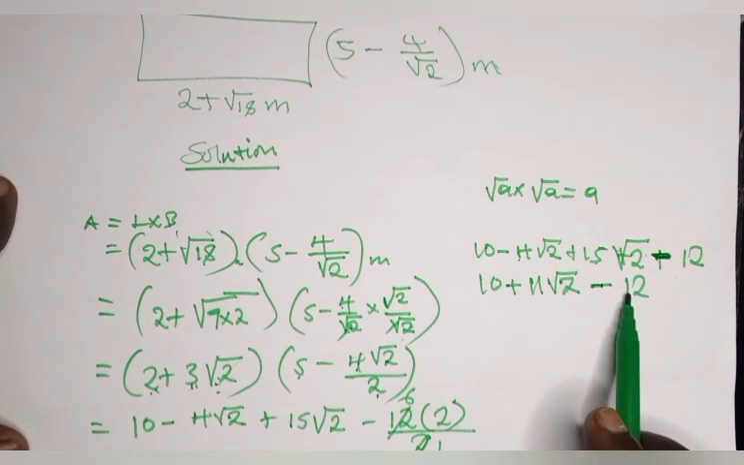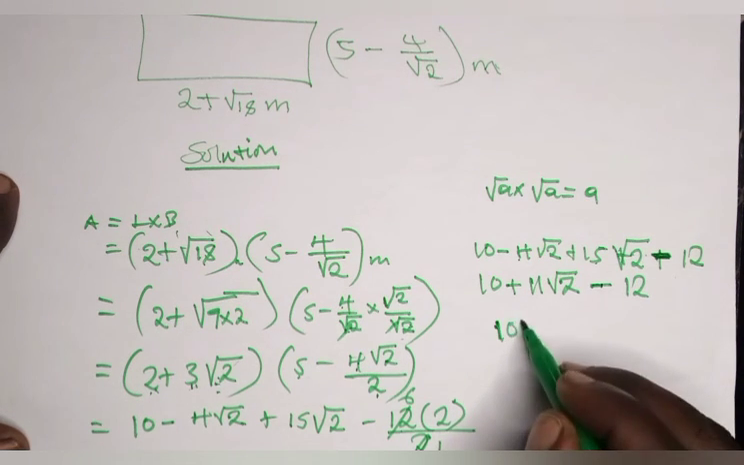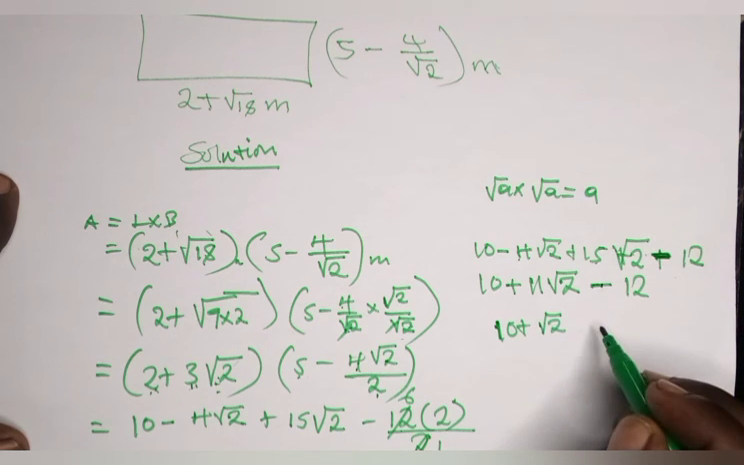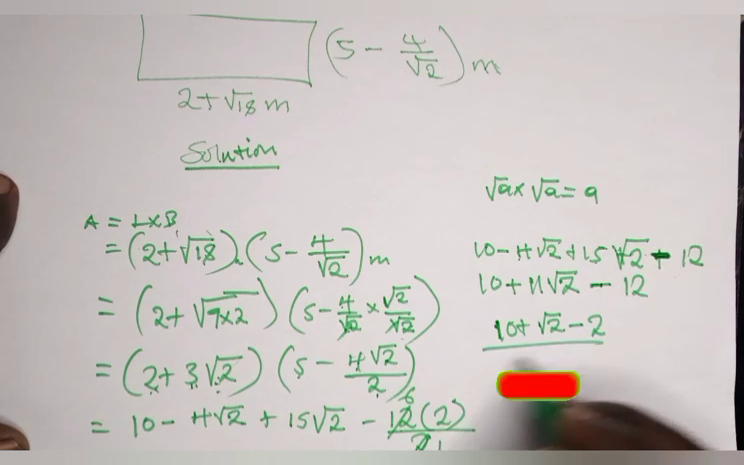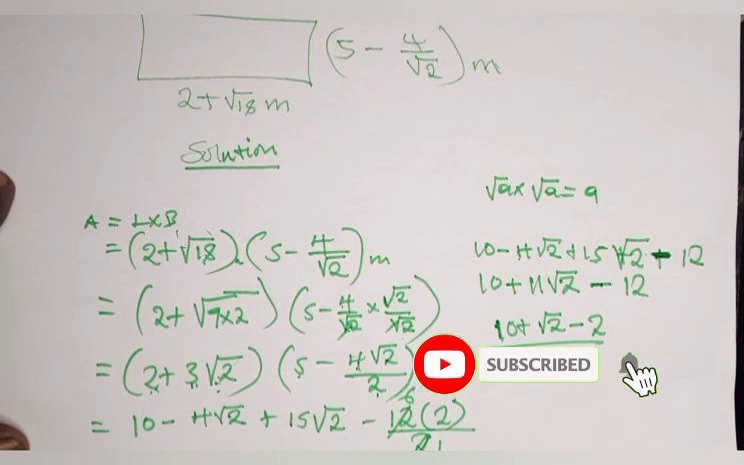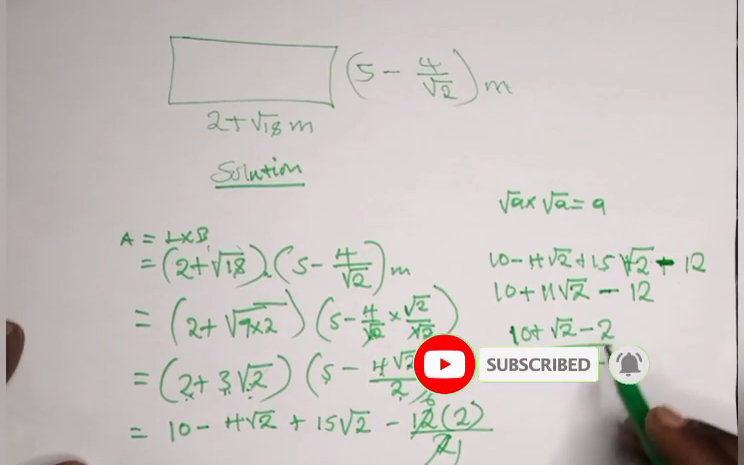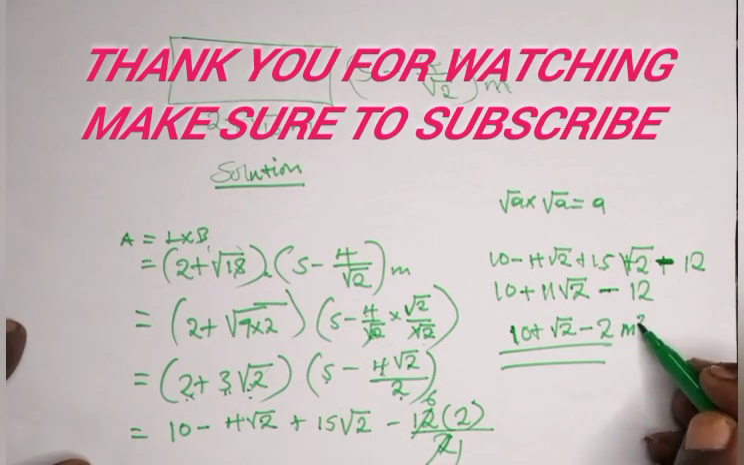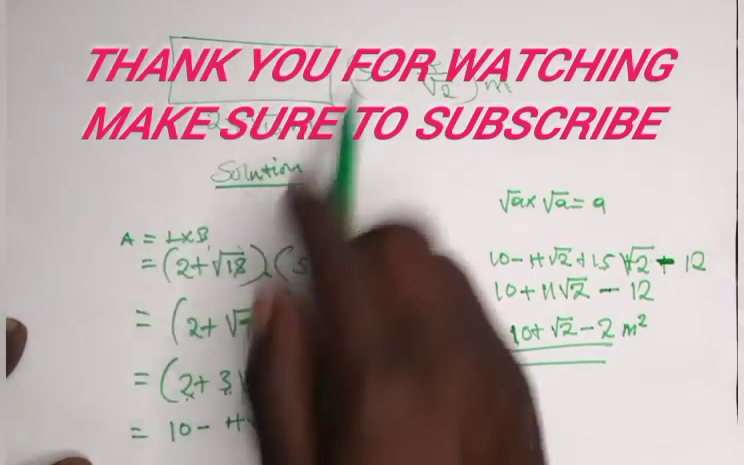If you want, you can leave it here, but let's simplify it. 10 minus 12 is minus 2, so the answer is minus 2 minus 11 root 2. That's the final answer. And the answer should be in meters squared, because it's the area of a rectangle.